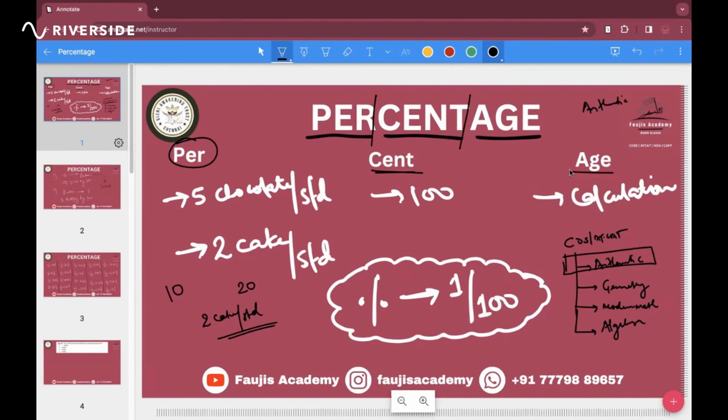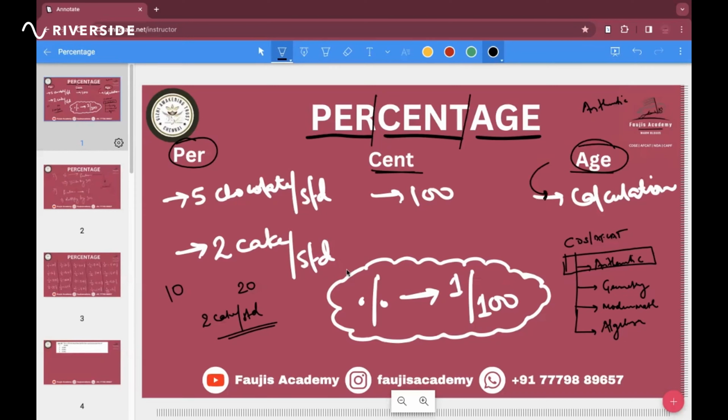Age, in some language, the sense behind age is calculation. The actual meaning of age is not calculation, but the sense, the field behind this word is calculation. So any calculation which can be described in the form of a number 100, that is called percentage. I'm trying to make you understand this sense. So the explanation of percentage is in its name itself, right?